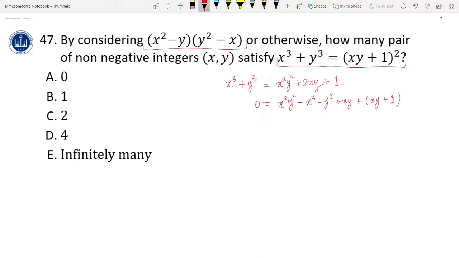Now let's expand this. When we're expanding, we have this times this, so we have x squared y squared, then this times this, negative x cubed, negative y cubed, and then we have plus xy. So we see that that's the same thing we have here. So this expression is equivalent to 0 equals x squared minus y, into y squared minus x, plus xy plus 1. So this expression is equivalent to this.